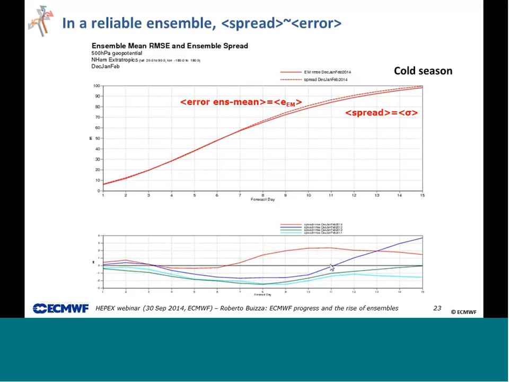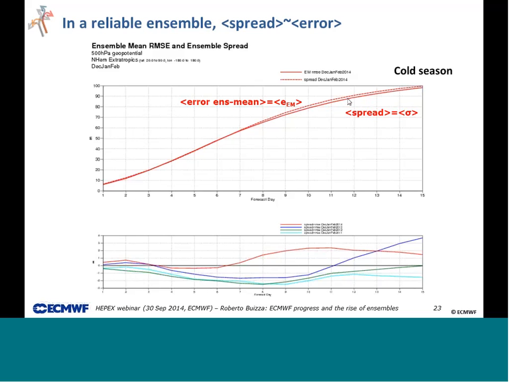If we look at winter, the match between the two is much closer. So this is last winter, DJF, so we should expect the ensemble next winter, this winter, to behave actually very well. Why does the ensemble perform better in winter than in summer? Why is it more reliable in winter than in summer?